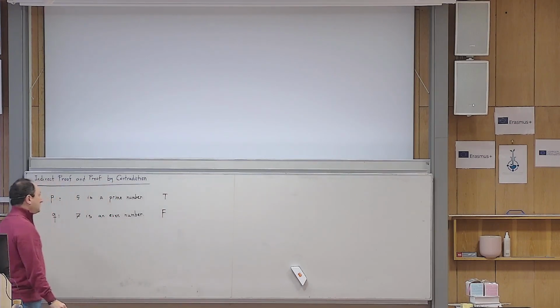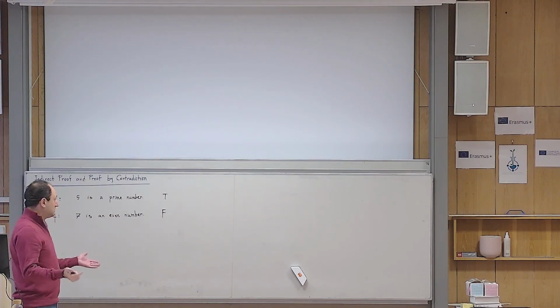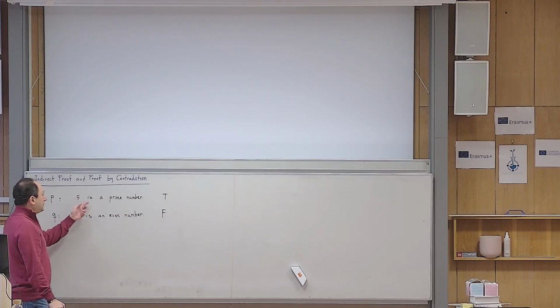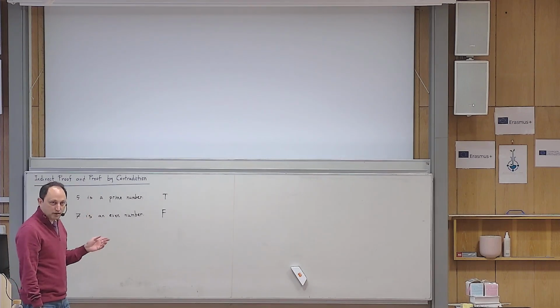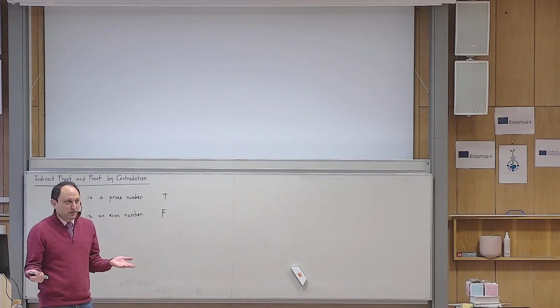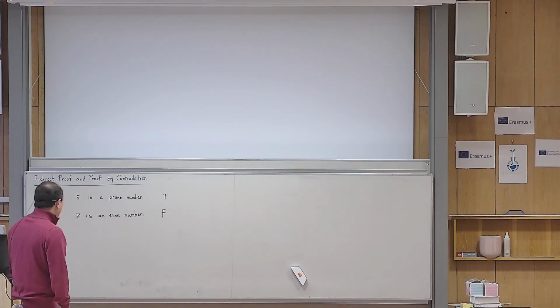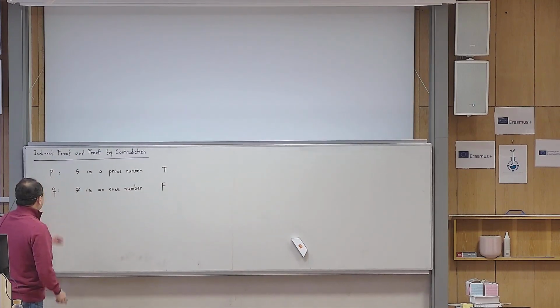A statement is a declarative sentence which is either true or false, even if you cannot determine its truth value right away. For example, if I write a very big number, let me write 251 is a prime number. It is not that obvious to see immediately whether it is true or false, but it is clear that there are only two possibilities. Either it is a prime number or it is not. There is no other option. So that is a reminder of a statement.